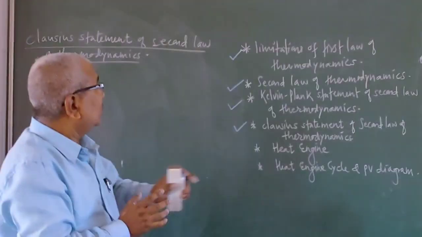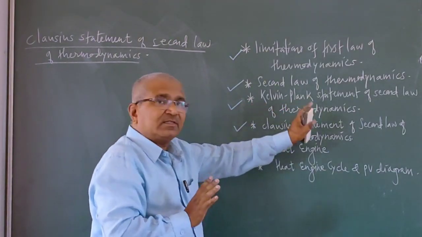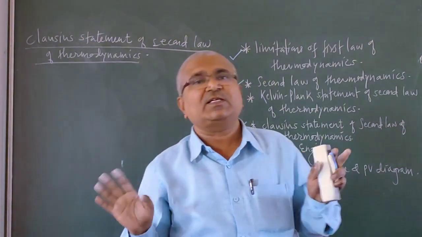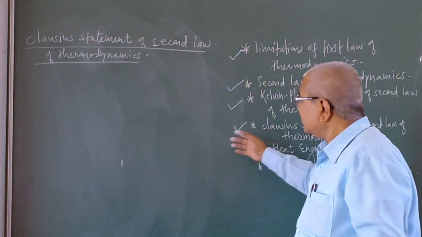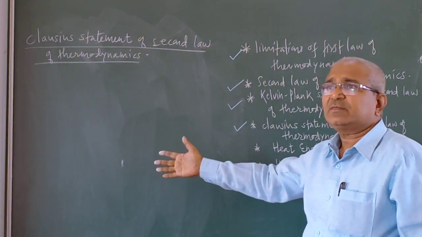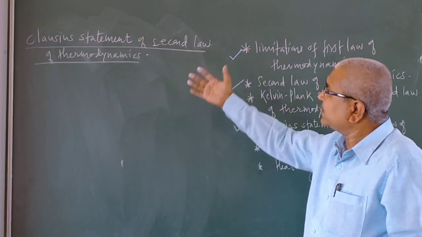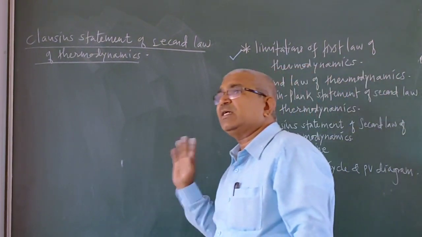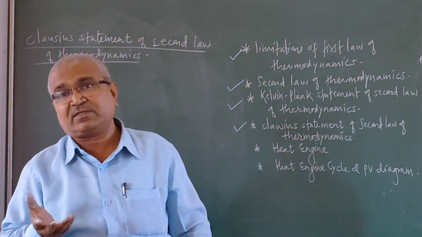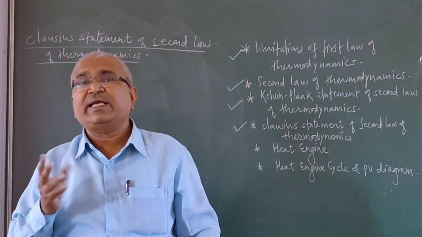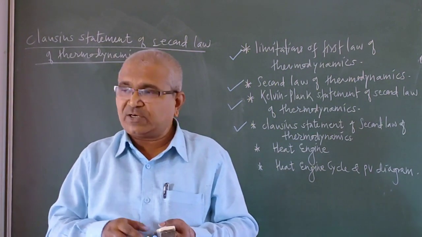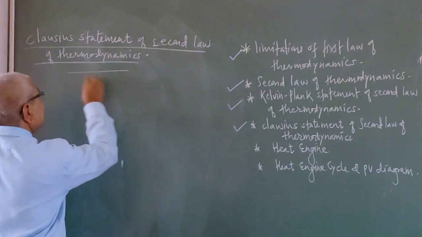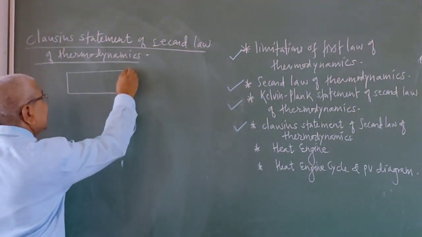In the Kelvin-Plank statement, work is done by the system. This is the most important difference between these two statements. So we will draw the block diagram first, and from the block diagram we will state the Clausius statement. The Clausius statement is most important as far as the construction and working of refrigerator, heat pump and air conditioner are concerned. So let me draw the diagram. The diagram is again similar, with some slight difference.